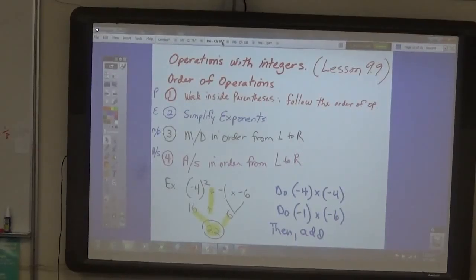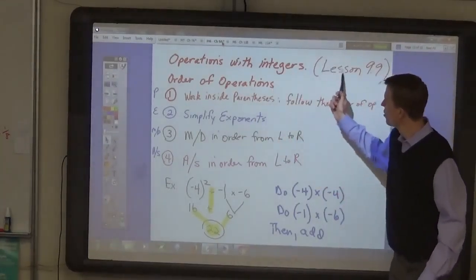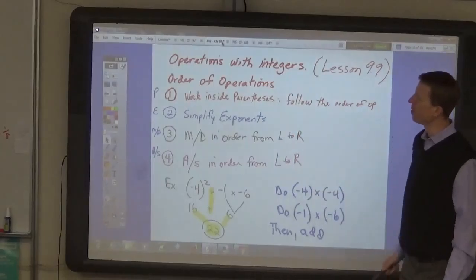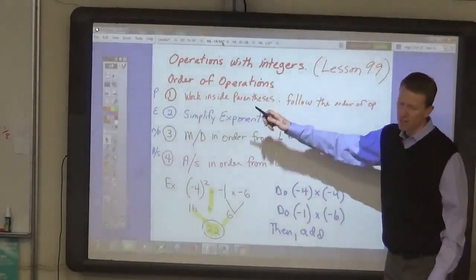All right, sixth grade, listen up. Lesson 9.9 is about the order of operations, but with integers, with positive and negative numbers. So first let's review, all right?